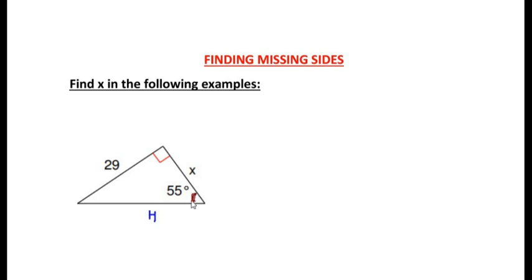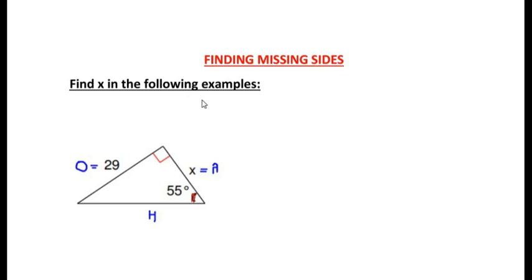This is the 55 degree angle of concern and opposite to that is 29, so this is 29, which is opposite, and x is our adjacent. And in this case we have to find the adjacent. So we have to start again with SOHCAHTOA.